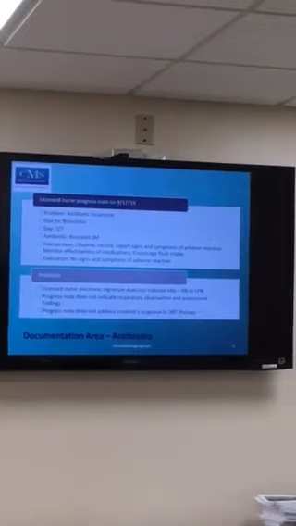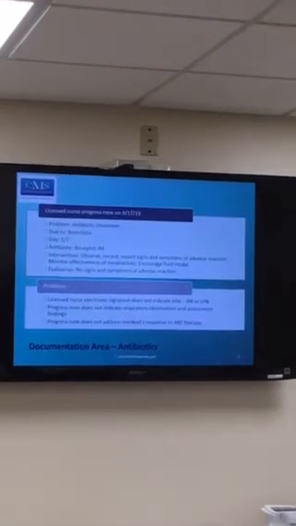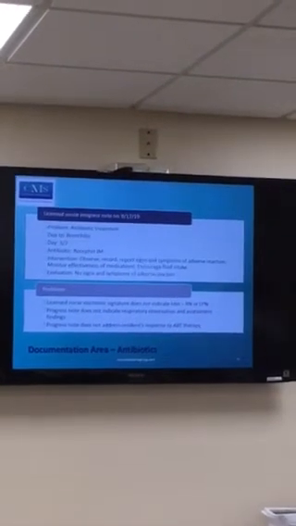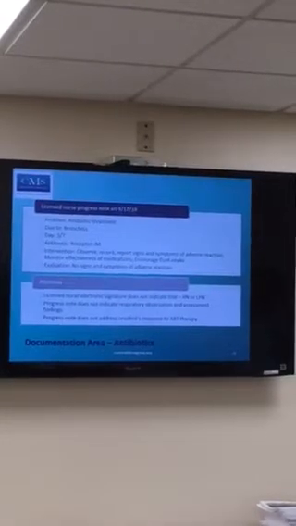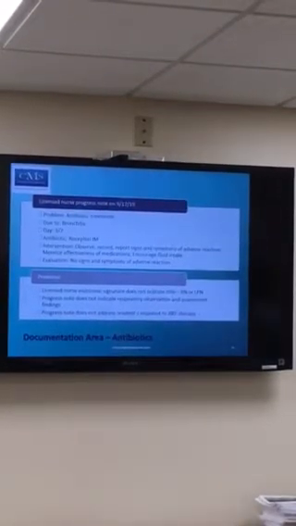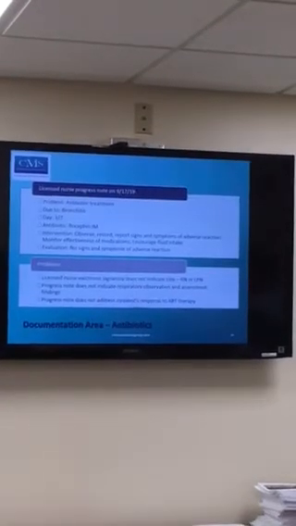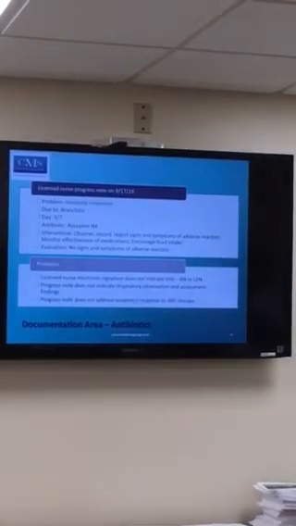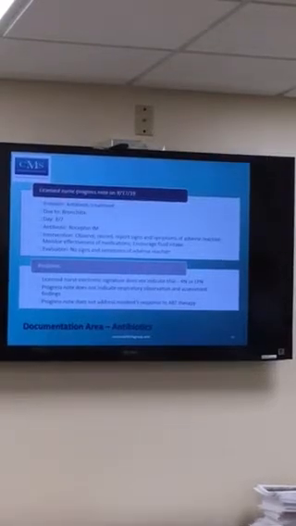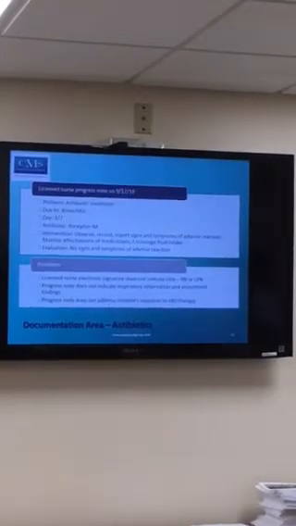Don't just mark X, putting X marks. Okay, the interventions here says observe, record, report signs and symptoms of adverse reaction. What did you observe? Nothing was. That's your intervention. Monitor effectiveness of medication, encourage fluid intake. And the evaluation says no signs and symptoms of adverse reaction.